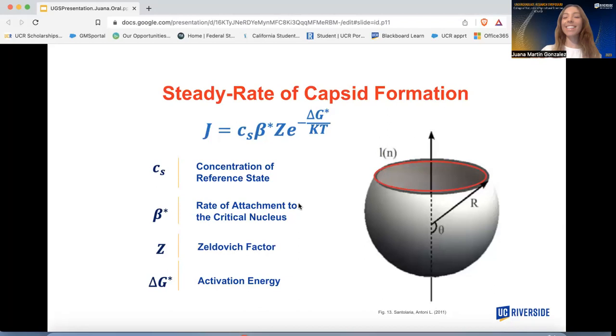So this is amazing because it takes into account delta G star, the activation energy, which is the energy barrier associated with the missing protein interactions at the rim of this partially formed capsid. The Zeldovich factor is a small correction that takes into account how this partially formed capsid can recross the energy barrier and go back into free subunits in solution. And beta star is the rate of attachment to the critical nucleus, so how quickly these proteins are being attached to the capsid. And C_s is the concentration of the reference state.